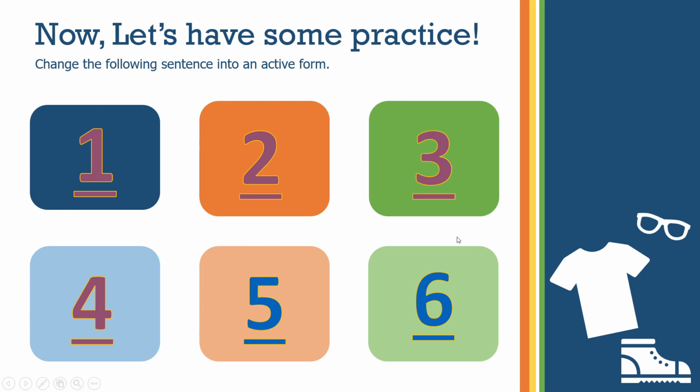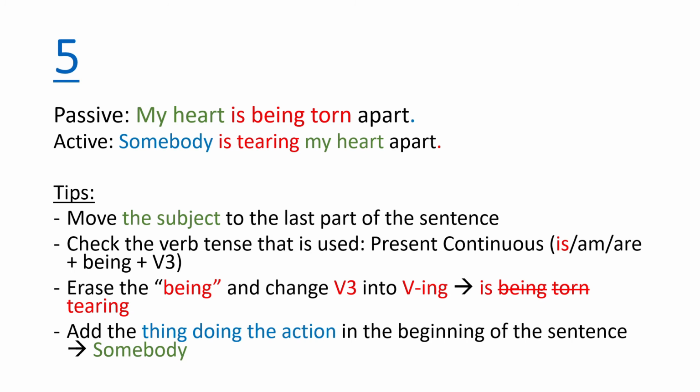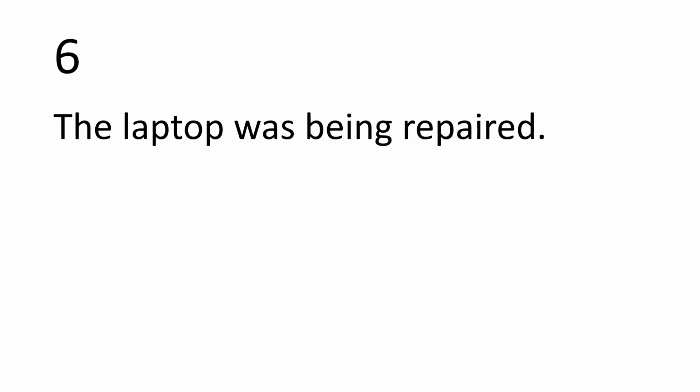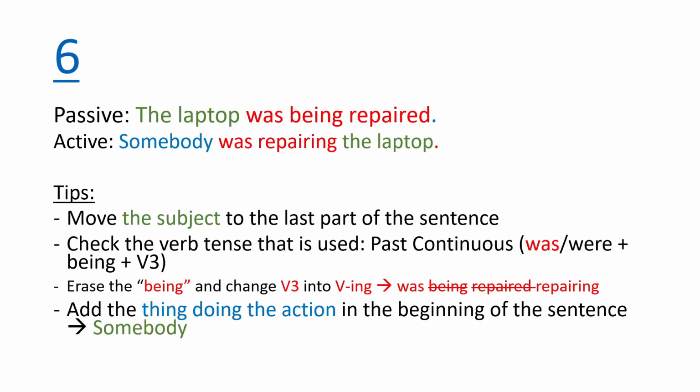Who wants to try? Somebody is tearing my heart apart. So this is present continuous. What you need to do is to erase the being, and then change verb 3 into verb ing. Is tearing. Yes. She was repairing the laptop. Very good. Wonderful. In this case, the verb tense is past continuous. You erase the being and then change verb 3 into verb ing. Was repairing. Are you confident in doing the exercises?